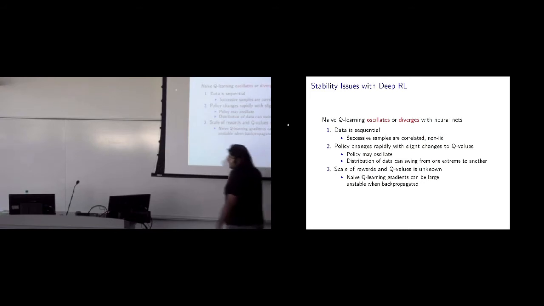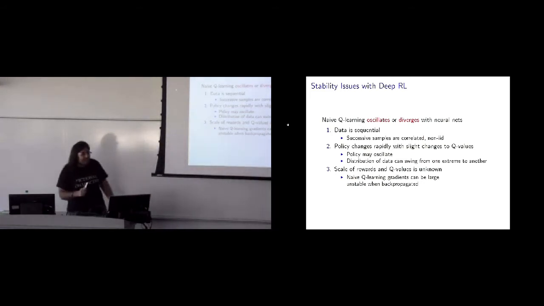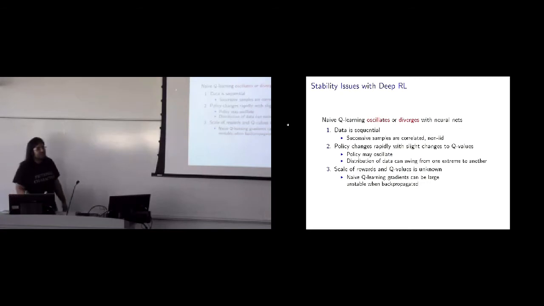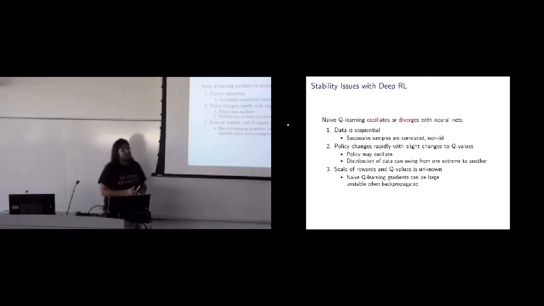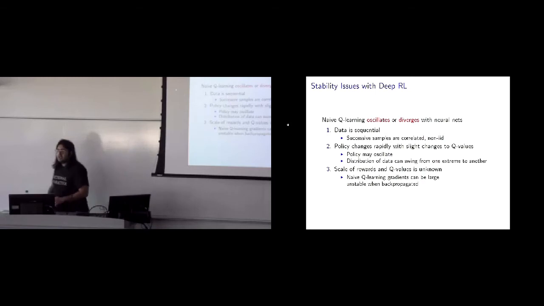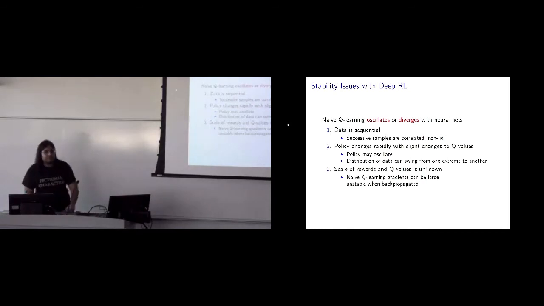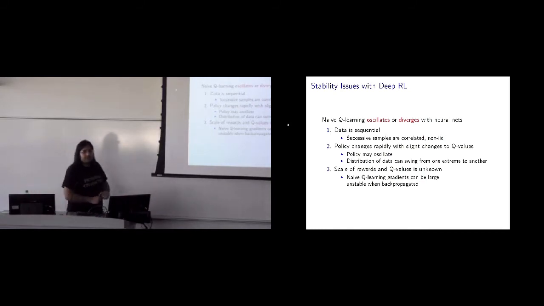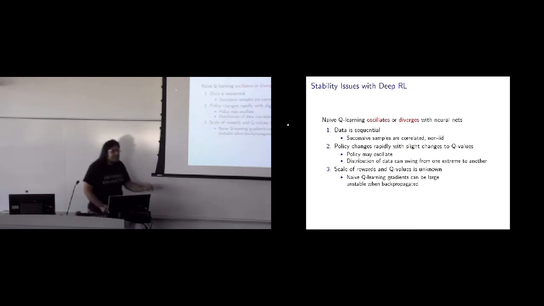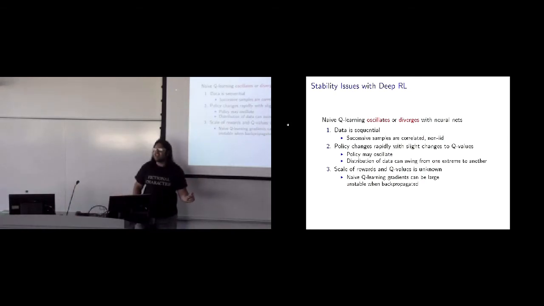There are a few problems here. One of them is naive Q learning oscillates and diverges with neural nets for a few reasons. One of them is data is sequential. Why does that matter? Because successive samples are correlated, which means that they are non-IID. Can anyone remind us of what IID stands for? Precisely, yes. IID stands for independent and identically distributed.